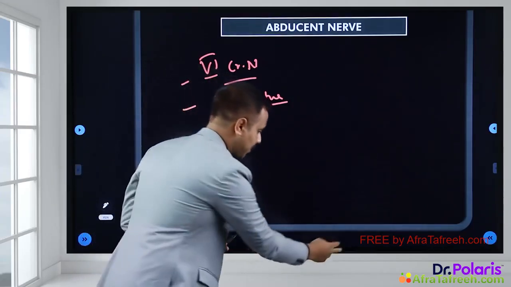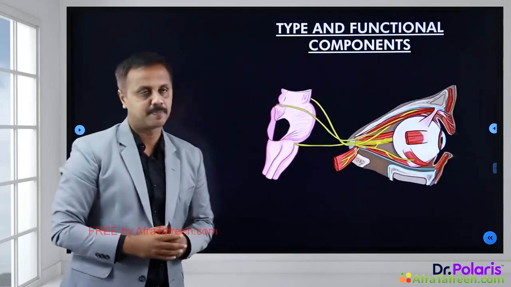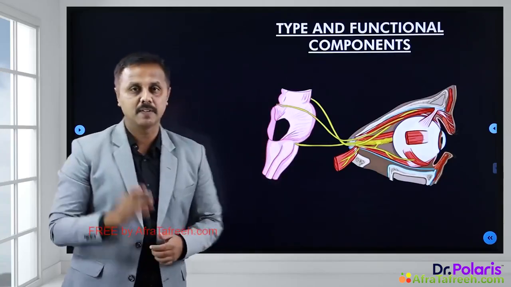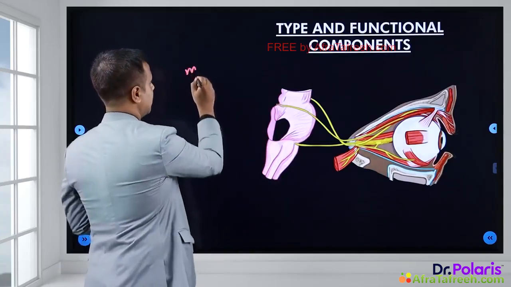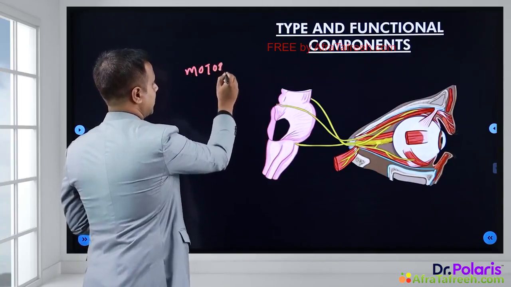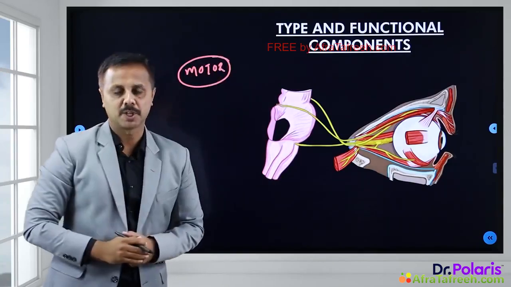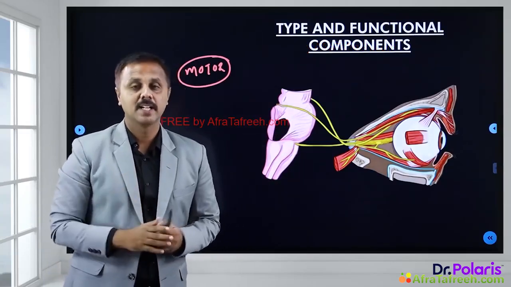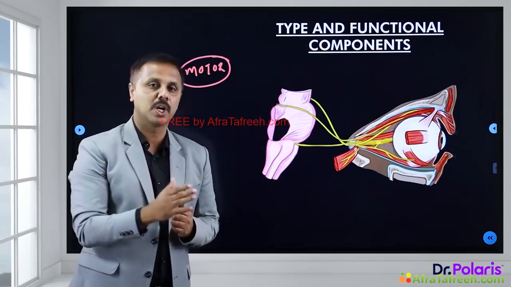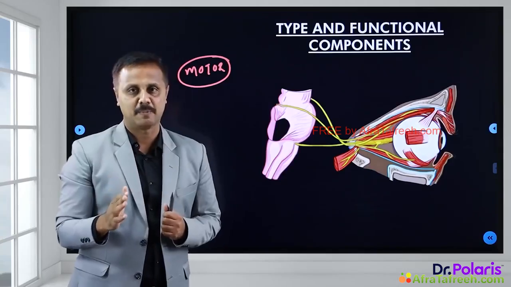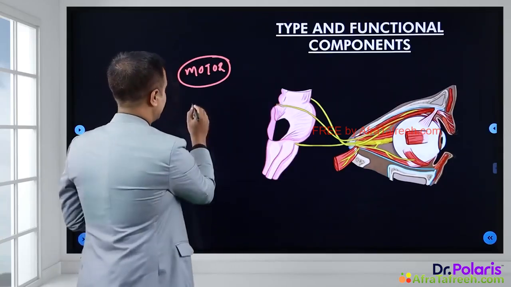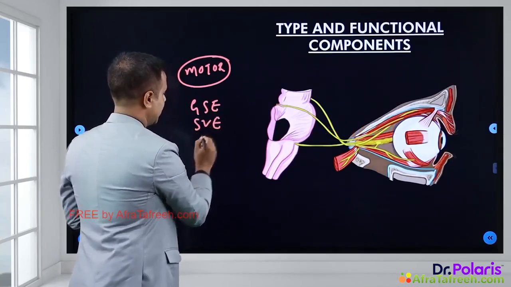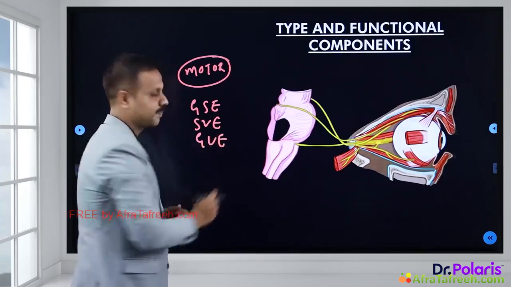We will learn the abducent nerve under the same headings. First, we'll focus on what type it is. Remember, even the abducent nerve is an example of a purely motor nerve. What type of functional components is present? As I said, since it's a purely motor nerve, you can rule out all four afferent components. Then, the three efferent components again are general somatic efferent, special visceral efferent, and general visceral efferent.